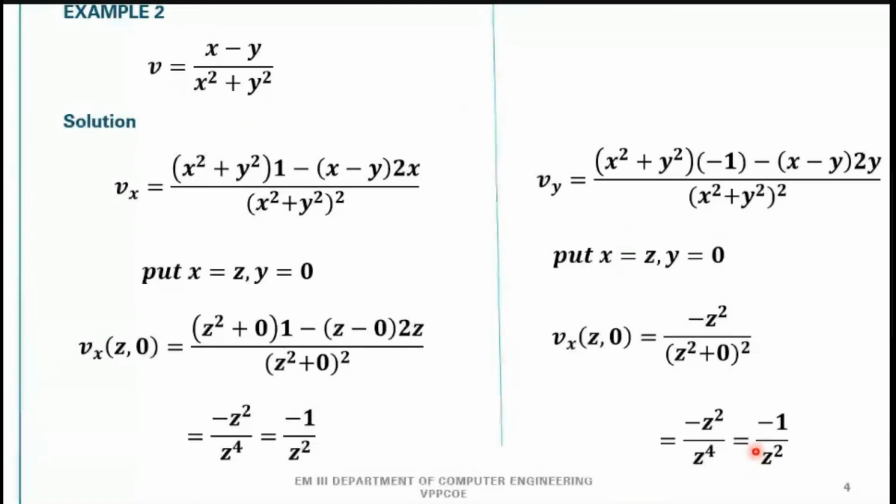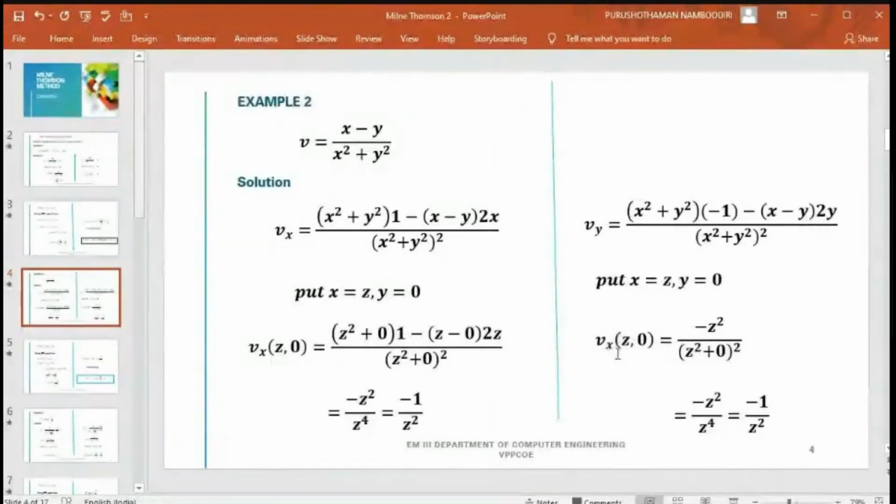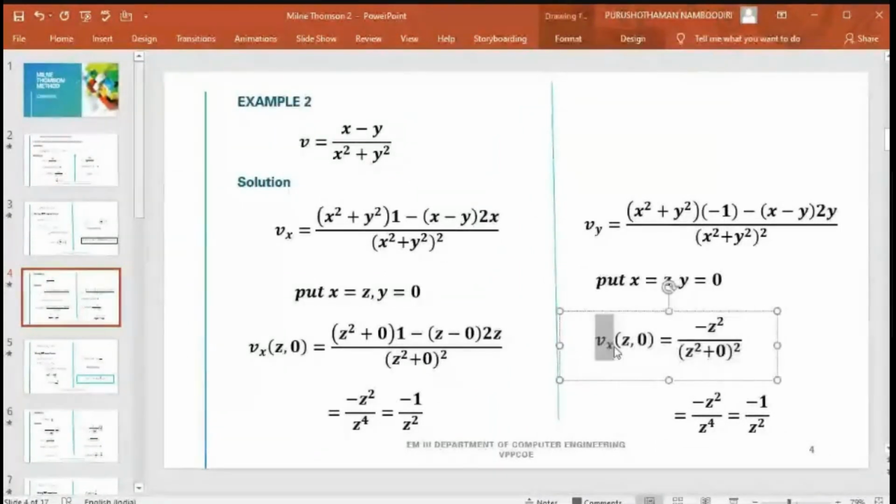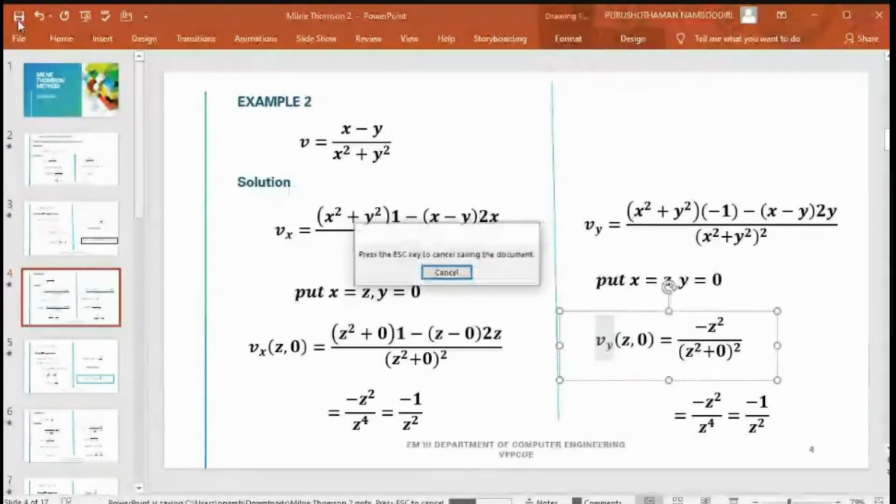This is Vy. Again, there is a mistake here. That is Vy. So Vx is minus 1 by z square. Vy is also minus 1 by z square.